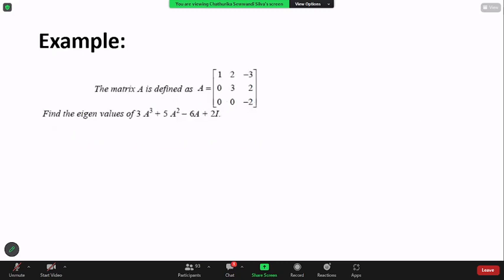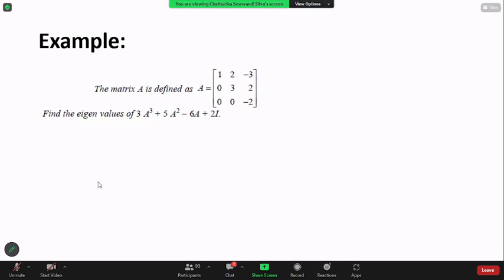So our question is, in order to find this, next we are trying to find separately the eigenvalue of A cube, then A square, 6A, and 2I. Then we can consider the whole expression.